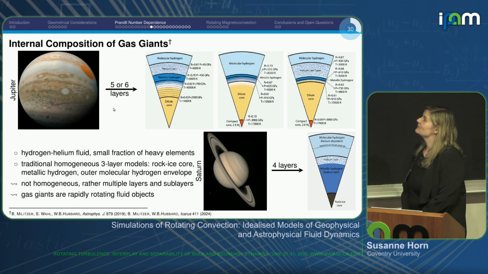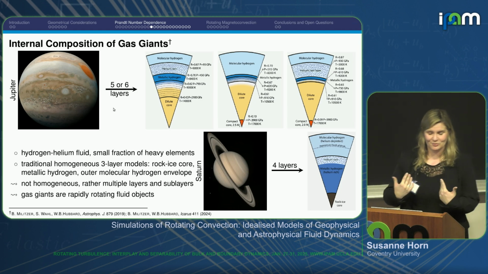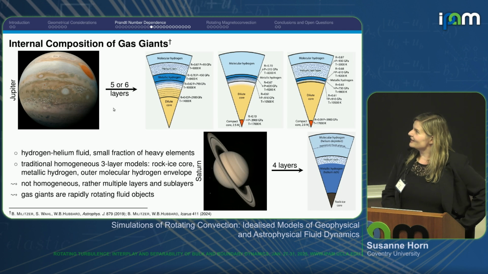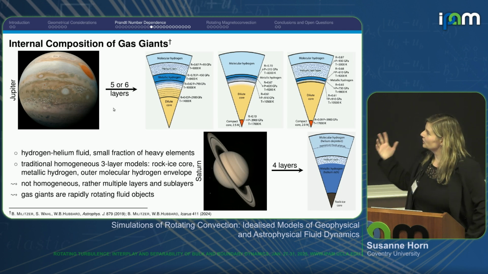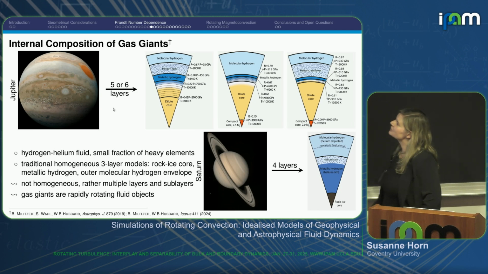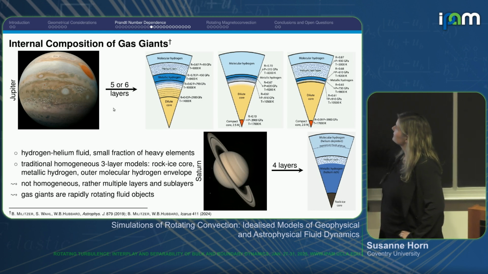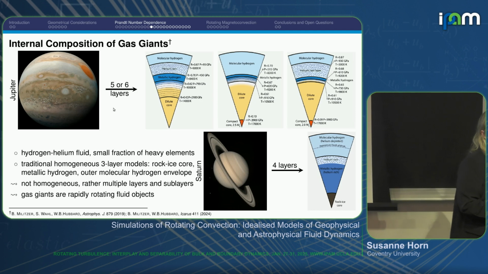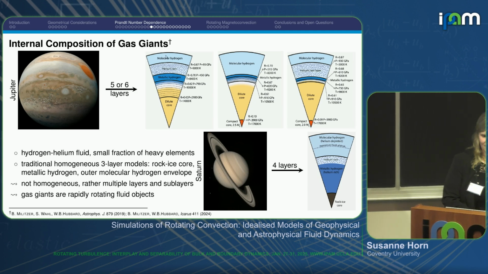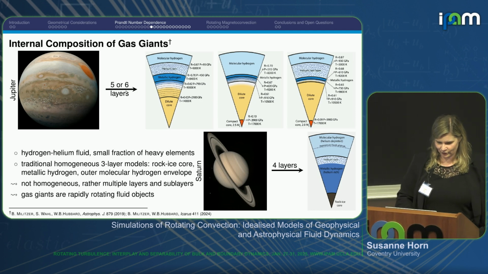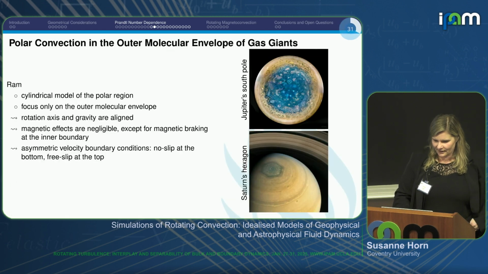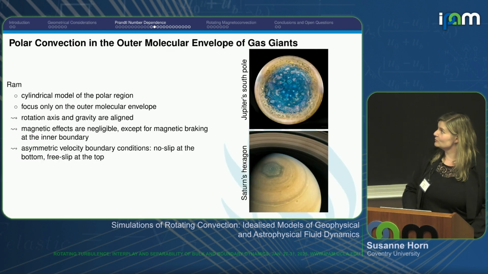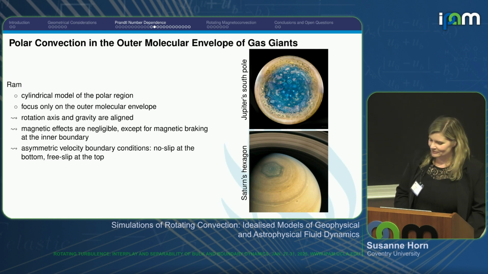And one example that I wanted to show that really, in my opinion, matters is for gas giants. So this is more an introductory slide. What you know is that almost all the gas giants, we expect that we have different layers. And what I'm mainly interested in is the outer layer, so the molecular hydrogen envelope. And since I'm doing cylinders, I will just consider a nice little polar region.